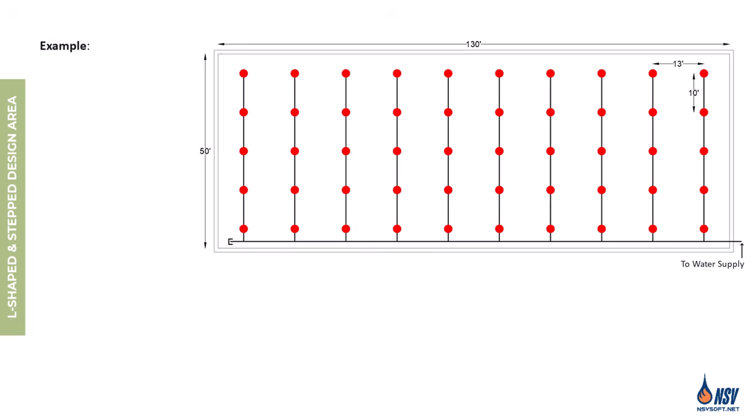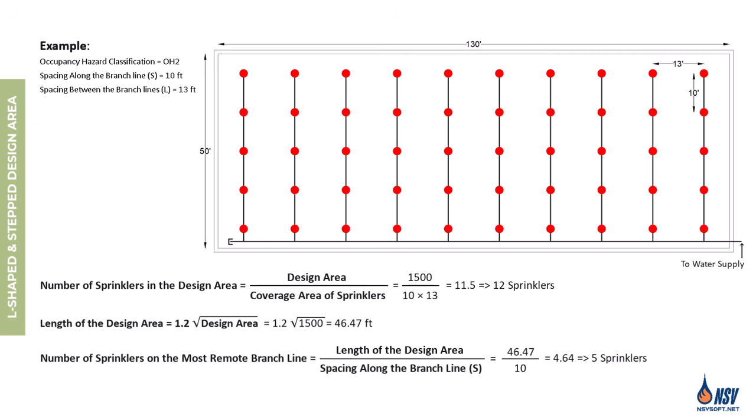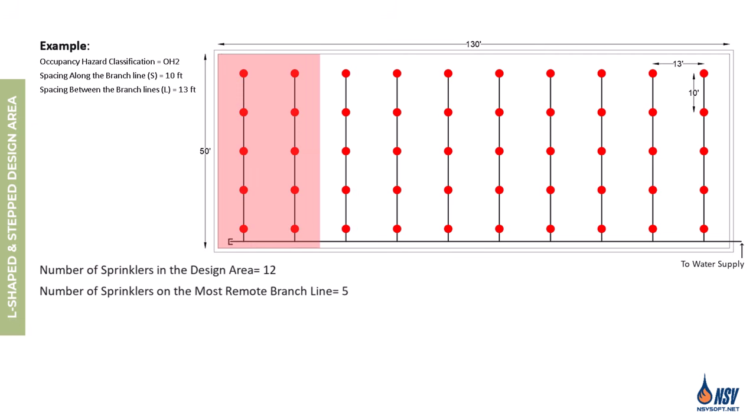As shown in this figure, the sprinklers are equally spaced in an ordinary hazard group 2 occupancy with S equals 10 and L equals 13 feet. After calculating the necessary parameters, we find that the design area includes 12 sprinklers, with 5 located on the most remote branch line. For the first and second most remote branch lines, we follow the same procedure as in the previous example, identifying 10 of the 12 required sprinklers.